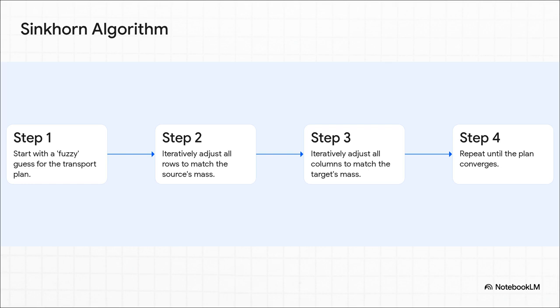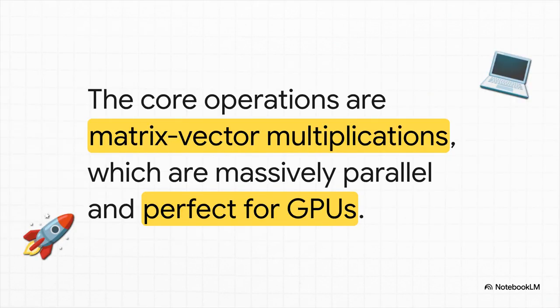You basically just start with a guess, and then you tweak the rows of your plan, then you tweak the columns, then the rows again, then the columns. It's like you're balancing a scale, just nudging each side a little bit at a time until it's perfectly level. And here, this is the real magic. This is the part that changes everything.